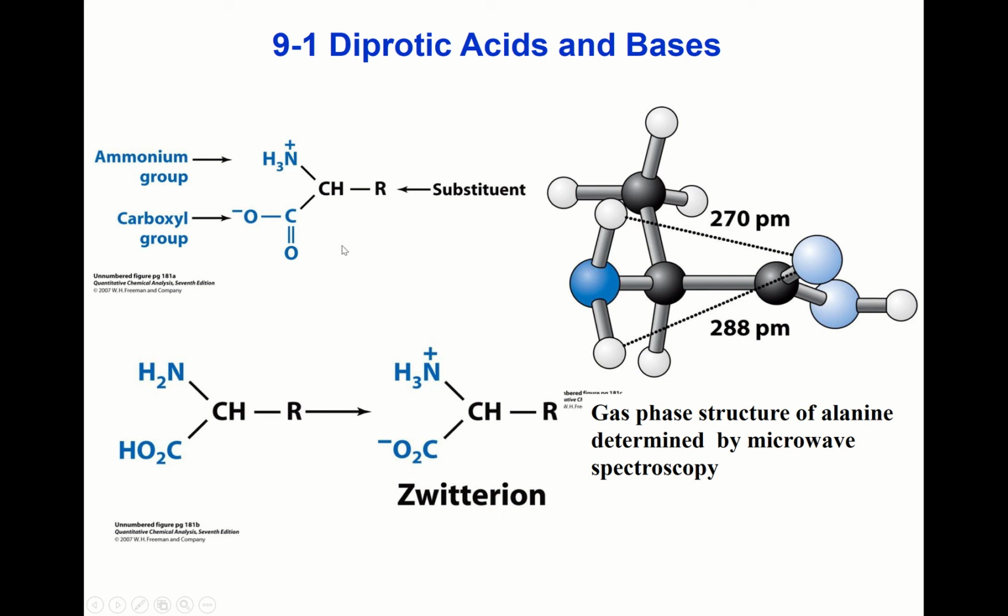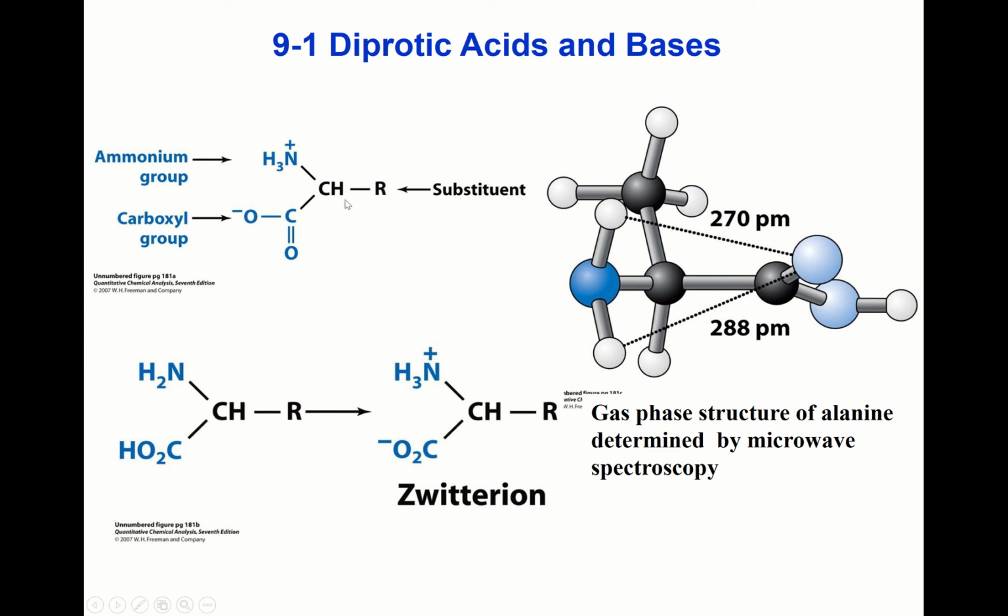This part is the same, but the only difference is the substituent part. By changing this substituent, you can actually synthesize an infinite number of amino acids. But in the body, in living things, there are only 20 amino acids, depending on which substituents are used.